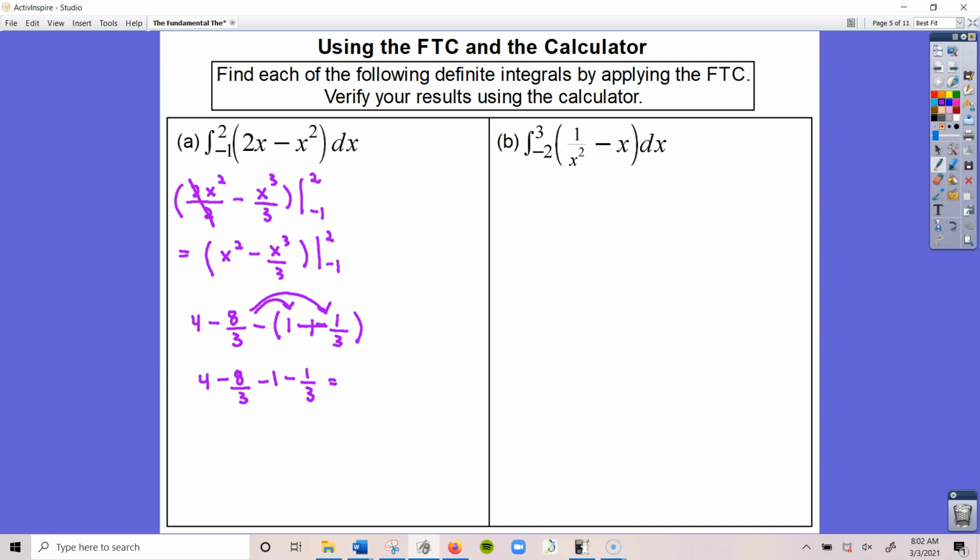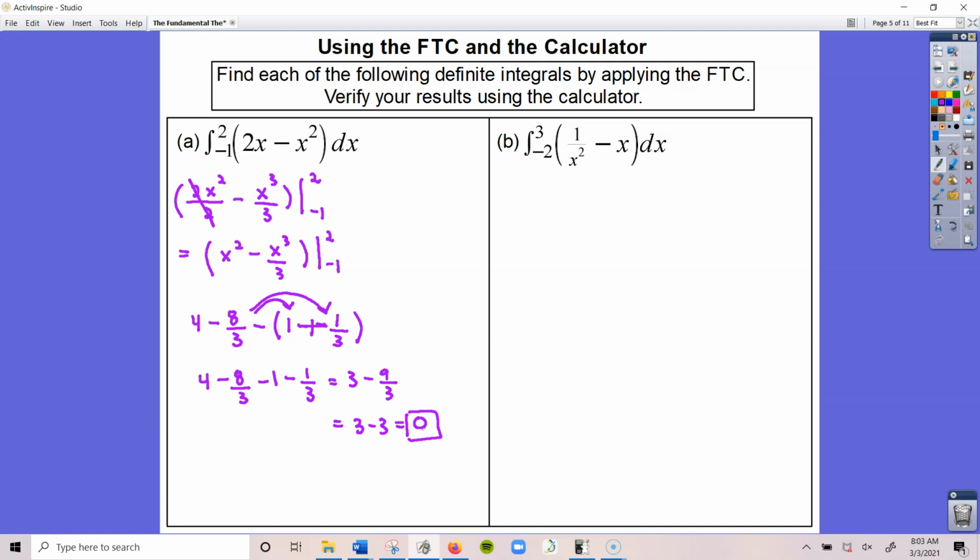4 minus 1 is 3. And negative 8 over 3 minus 1 over 3 is negative 9 over 3. Which negative 9 over 3 is 3. So 3 minus 3 gives me an area of 0.